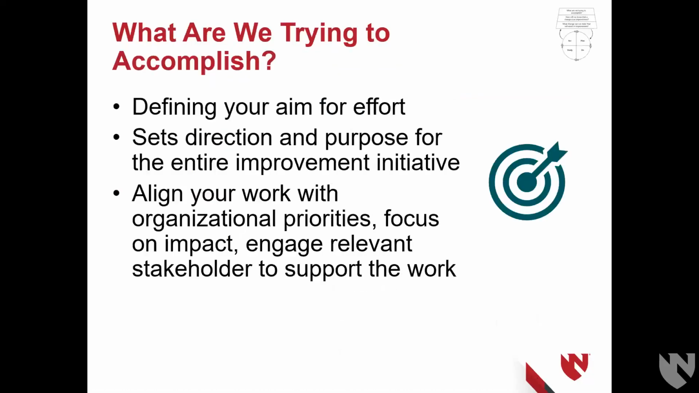The first question for the model for improvement is, what are we trying to accomplish? Within this question, we want to define an aim for the effort. The purpose of doing so is that an aim statement really helps to set a direction and the purpose for the entire improvement initiative. Overall, our aim statement should hopefully help us align the work with things like organizational priorities for improvement. It will help us to think about and focus on the impact of our improvement effort. And we certainly want to engage relevant stakeholders to help support the work as we're both developing the aim statement, but also implementing and testing the changes that we hope and think will result in some sort of improvement.